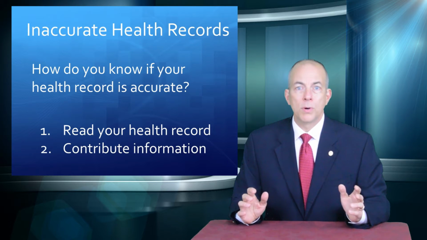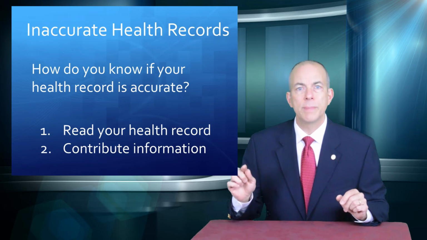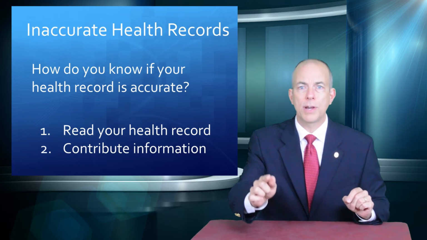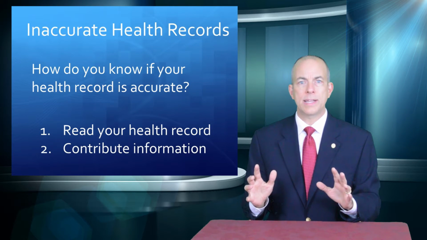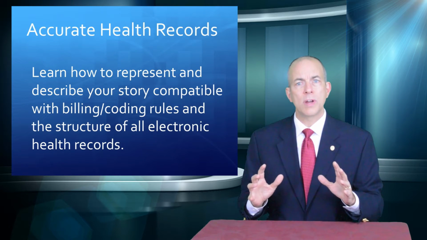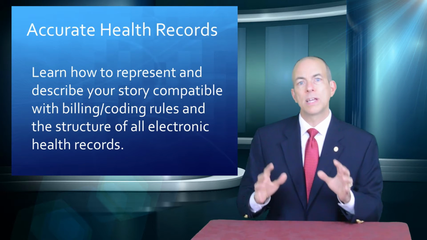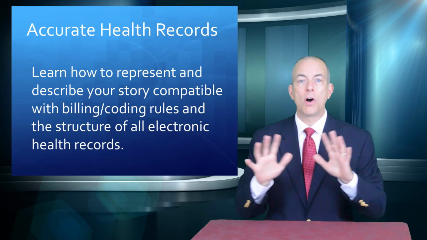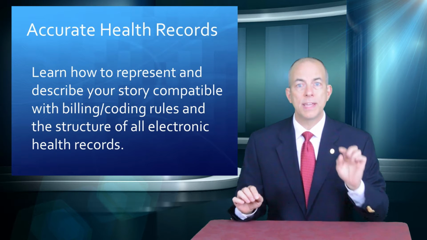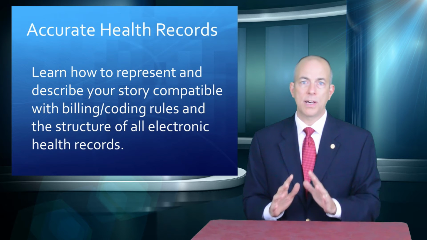If you have a family member with ovarian cancer, breast cancer, colon cancer, or any cancer for that matter, that information should be listed in the past family social history part of the history component of your health record. If you participate in the training, you will know exactly what that means. I encourage you to learn how to represent your story and learn to describe your story in the language and style compatible with the billing and coding rules and the structure of all electronic health records. Because if you can control the accuracy of the information in your health record, then you have a better chance of receiving excellent health care.